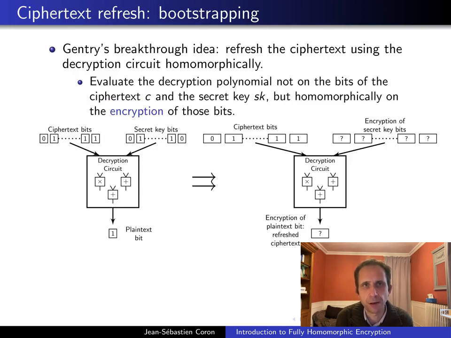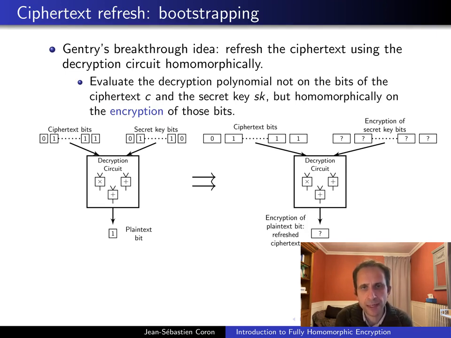So now the breakthrough idea of Gentry is to refresh the ciphertext by using the decryption circuit homomorphically. As a function f, we are going to use the decryption circuit of the scheme itself. If we look at this decryption circuit, it takes as input the bits of the ciphertext and also the bits of the secret key. It combines these bits in some way, and eventually on the left we obtain the final plaintext bit, which is the decryption of the ciphertext. But now the technique is to do exactly the same computation, but homomorphically.